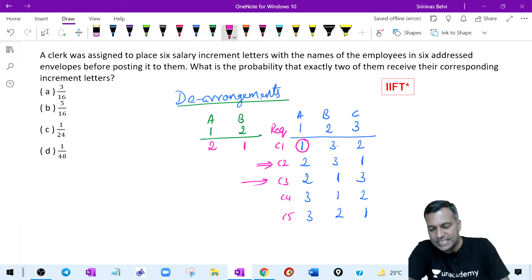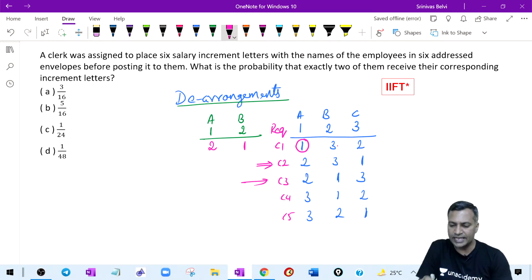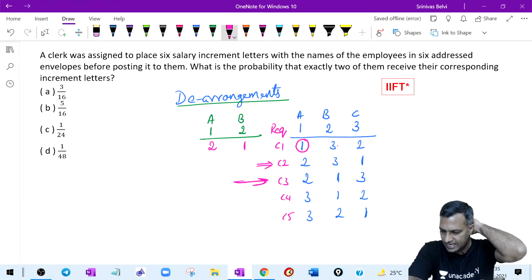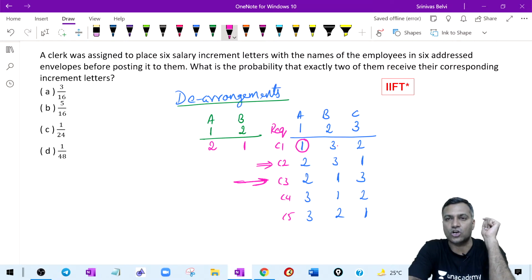You tell me, guys. Is case 3 a dearrangement or not? Yes, no. Case 3, I am talking about case 3. Is case 3 a part of dearrangement or not?